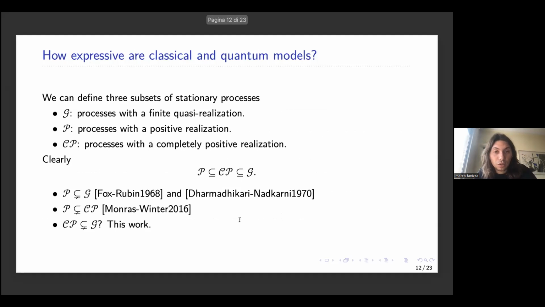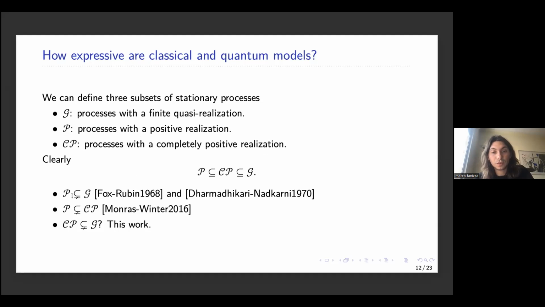So before going to the actual proof, let me define the question a little bit better. We want to understand how expressive classical and quantum models are. So we can define three subsets of stationary processes. G are the processes which admit a finite quasi-realization. P are the processes with a positive realization, so a classical one. CP are the processes which admit a completely positive realization, so a quantum one. So clearly they have to respect these inclusions.